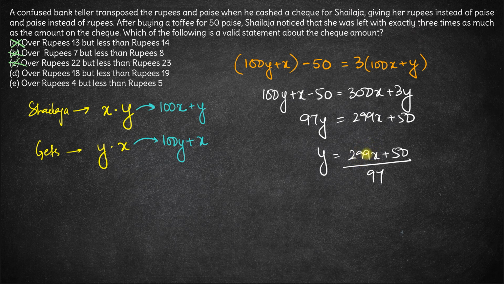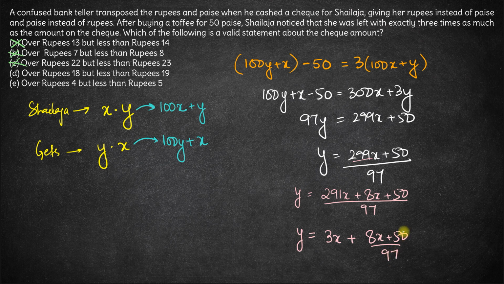Now let's look at it. This is 299, the denominator is 97. So let's try to simplify this RHS. A multiple of 97 just less than 299 is 291. So we can break 299x as 291x plus 8x, plus 50, divided by 97. Why we are doing this, I'll come to it in a bit. So 291x upon 97 is effectively 3x, plus we have this whole thing, 8x plus 50 by 97, right?